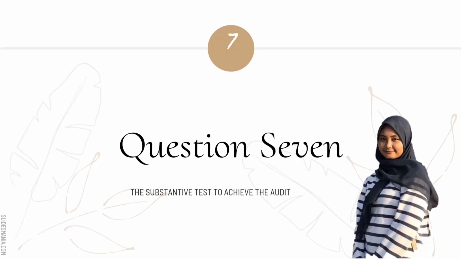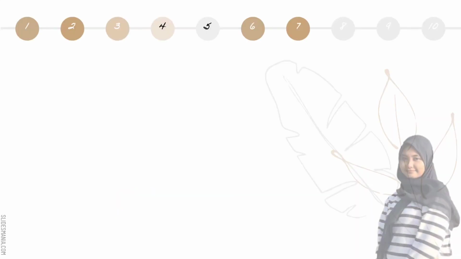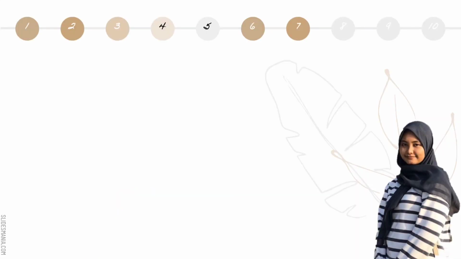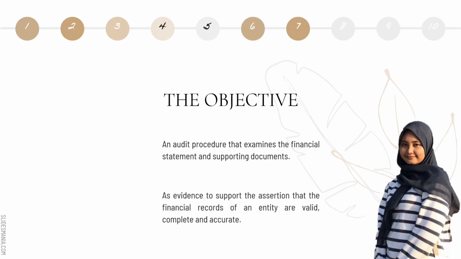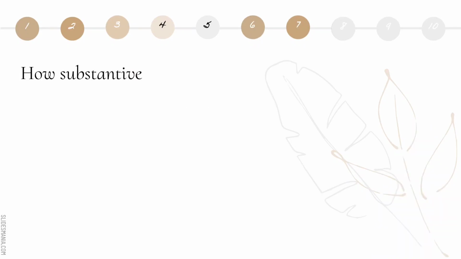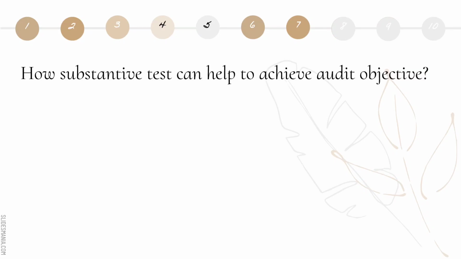I will continue our presentation with question 7: the substantive tests to achieve the audit objective. First of all, we will take a look at the objective of the substantive test. Substantive tests are audit procedures that examine the financial statements and supporting documents to see if they contain errors. These tests are needed as evidence to support the assertion that the financial records of an entity are valid, complete, and accurate. How can substantive tests help to achieve audit objectives?